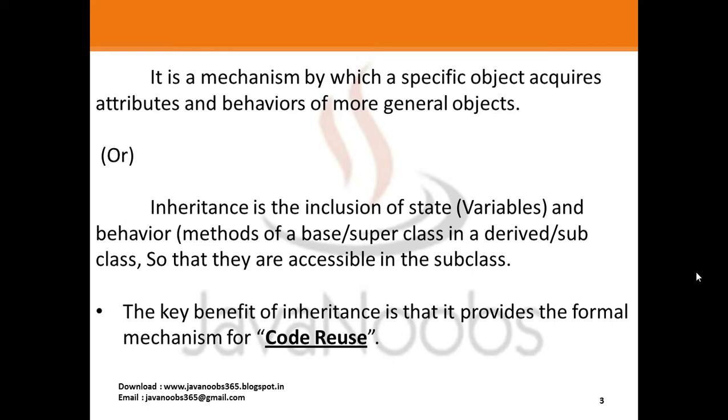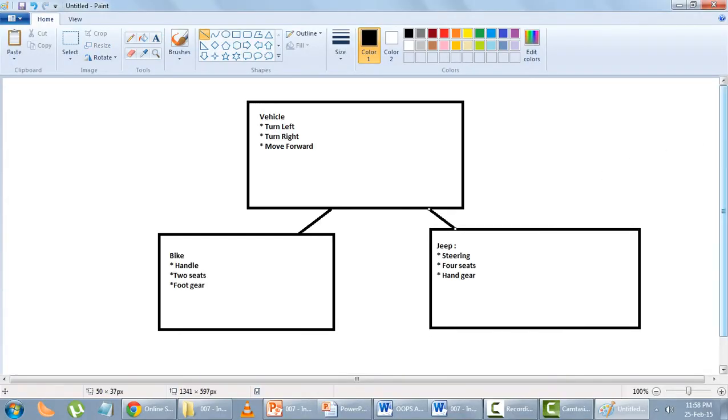Now what I'll do is I'll try explaining what inheritance is through Paint, because I need to sketch certain things. Let's see if it works out well. Let's consider a superclass called vehicle, and vehicle has certain features or characteristics of its own. A vehicle can turn left, turn right, move forward.